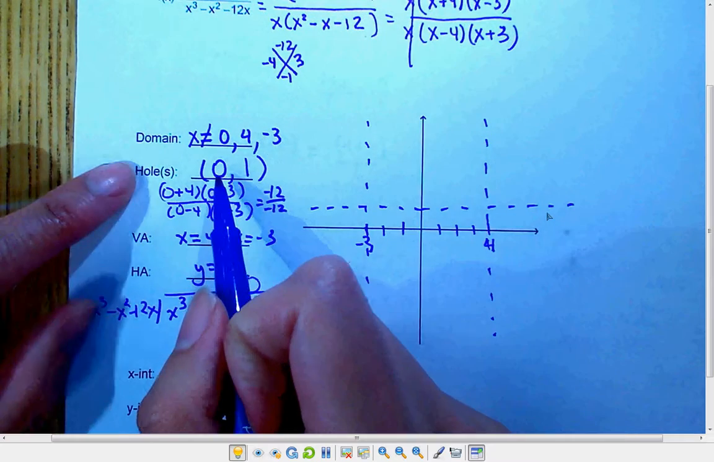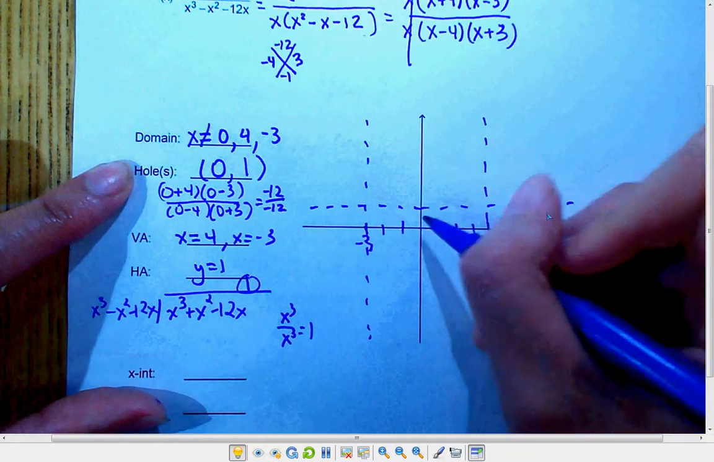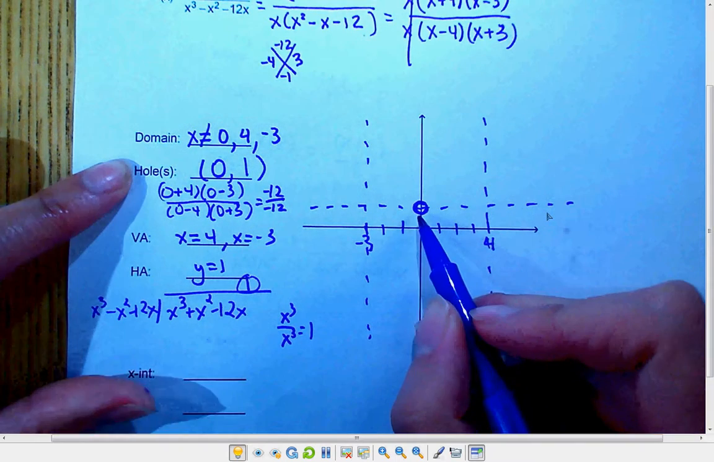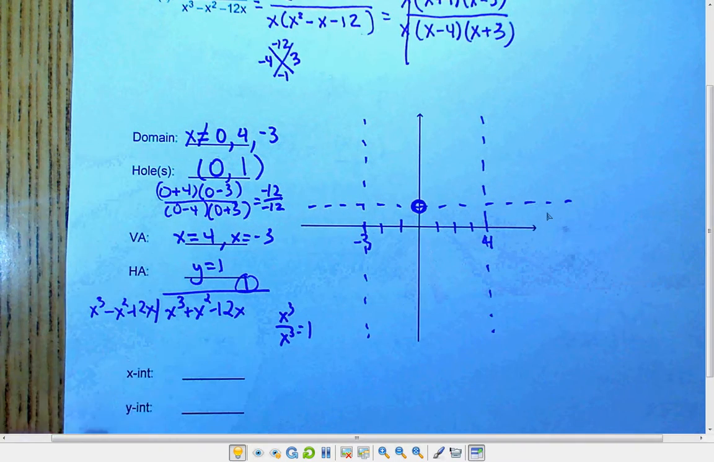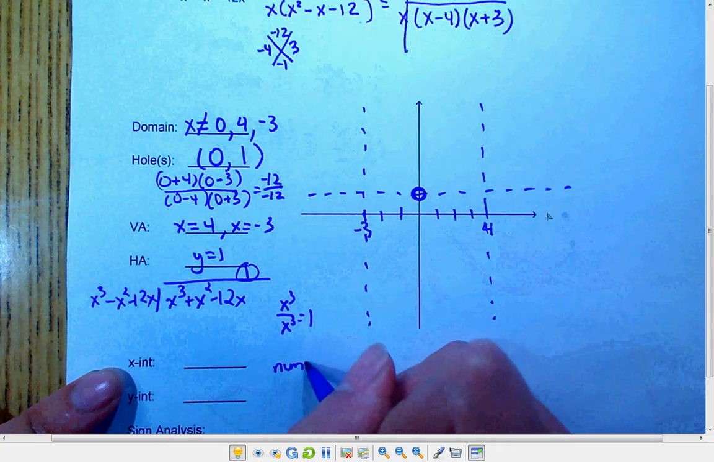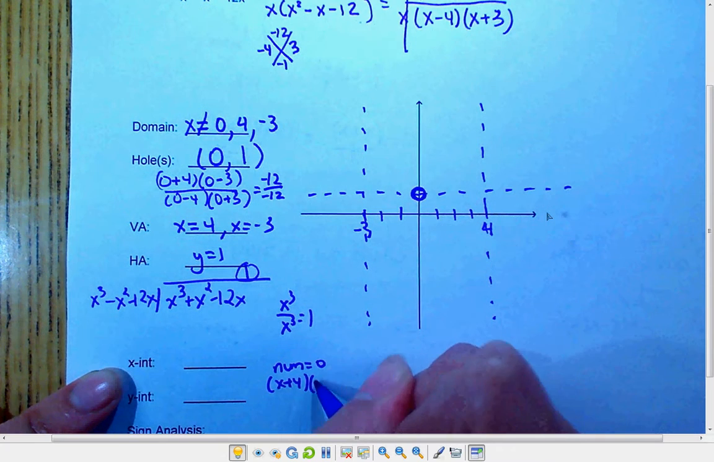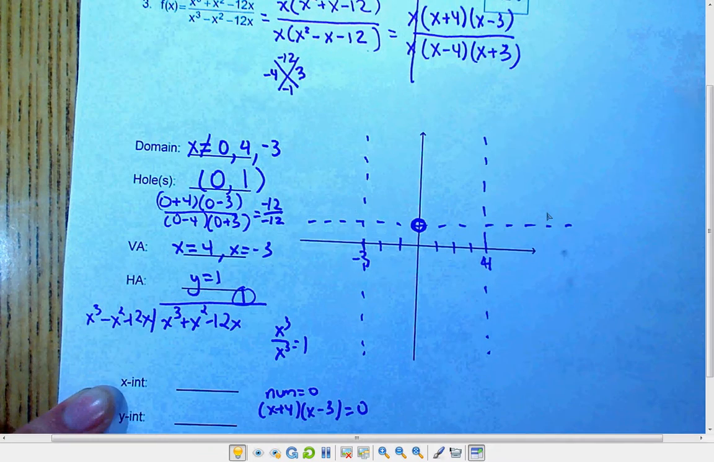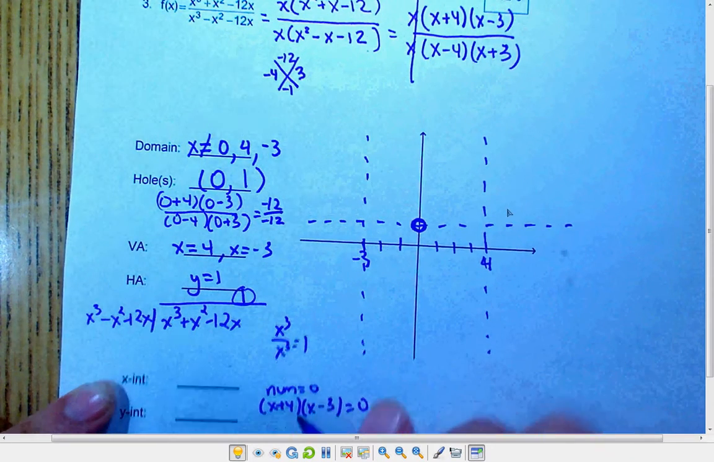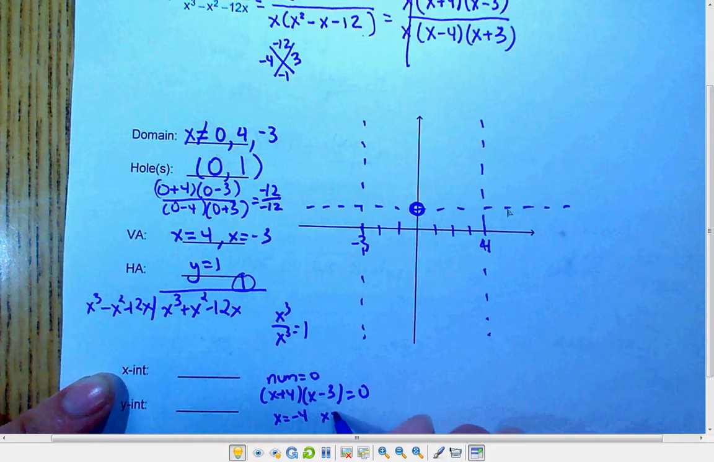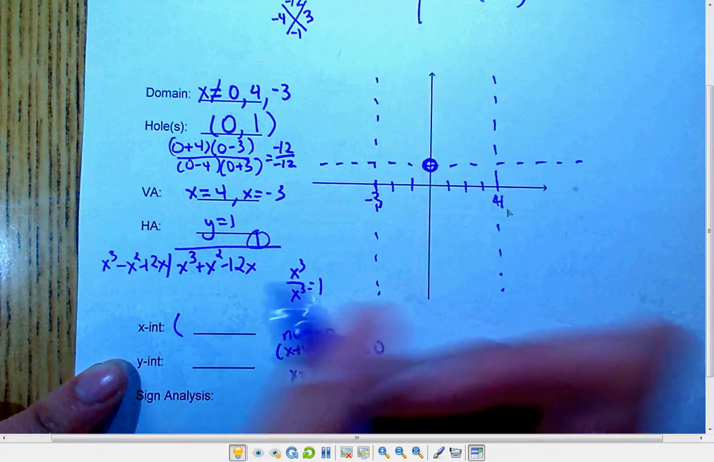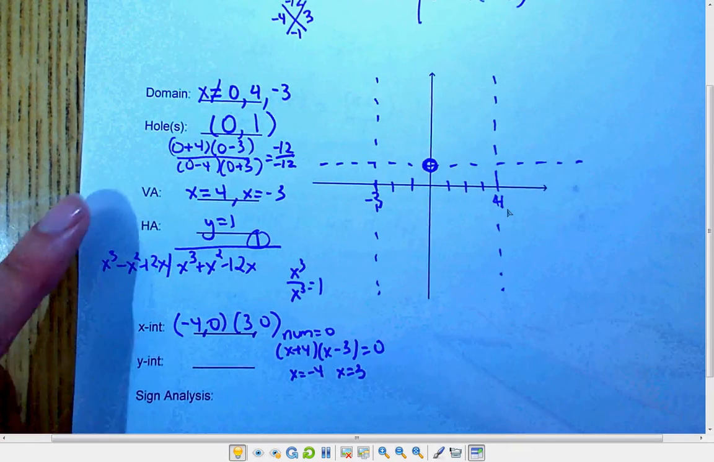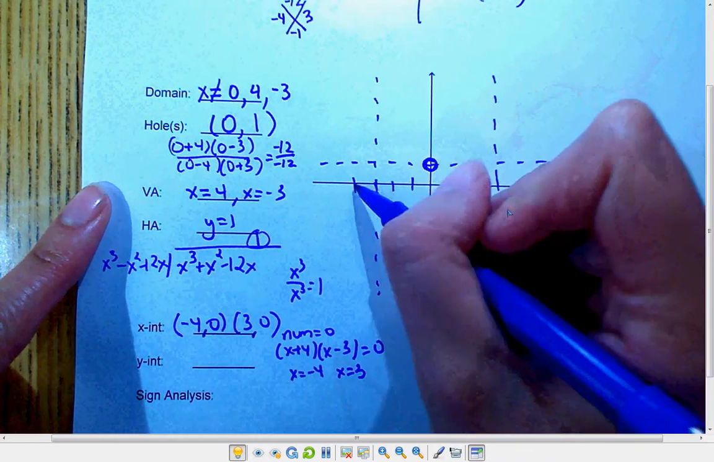Again, I'm going to draw my hole at 0, 1. 0, 1 is right here on my y-axis, so that's where my open circle is going to be. Let me find my x-intercepts. So numerator equals 0. My numerator is x plus 4, x minus 3. So we're using this one. We're going to solve, so we're going to have two answers here. x is equal to negative 4 and x is equal to positive 3. So I have two x-intercepts, negative 4, comma 0 and 3, comma 0. So I'm going to plot these. So negative 4 is right here.